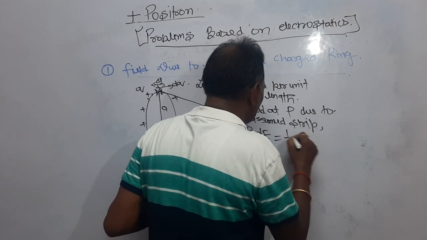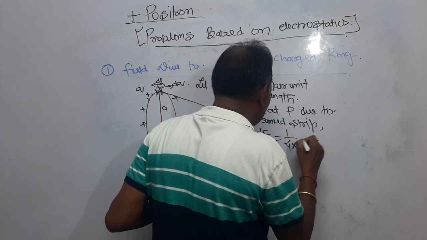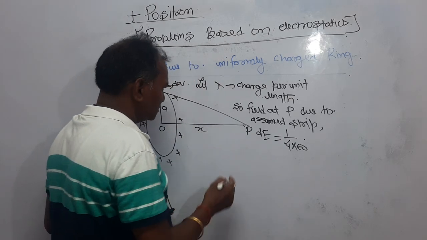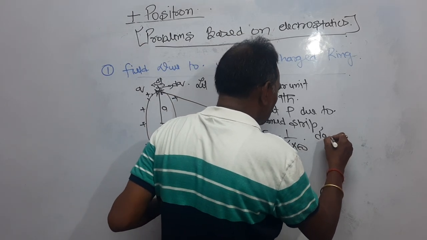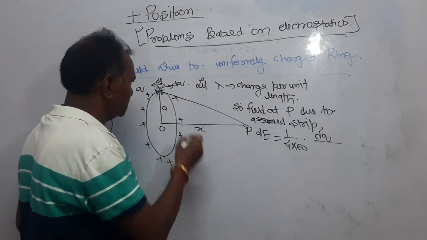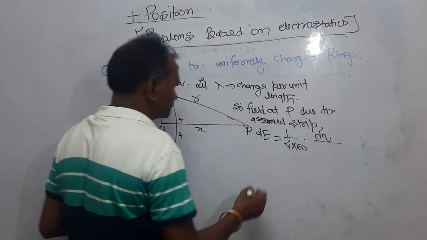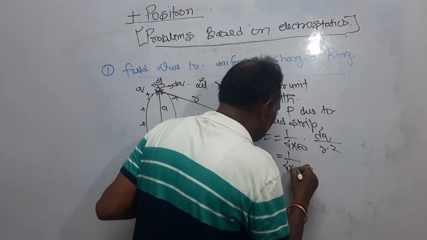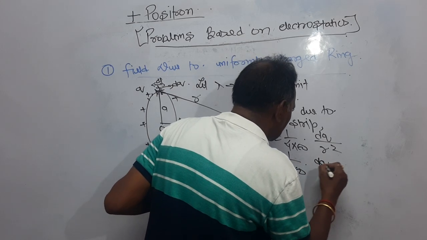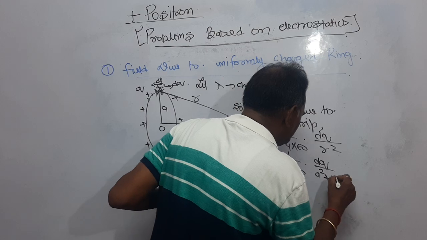dE is equal to 1 upon 4 pi epsilon naught. That is, let the charge in this strip be dq over r square. R square is this, that is r square. You can write 1 upon 4 pi epsilon naught dq over a square plus x square.